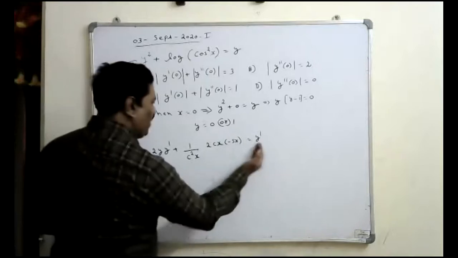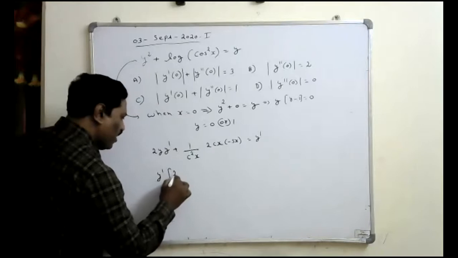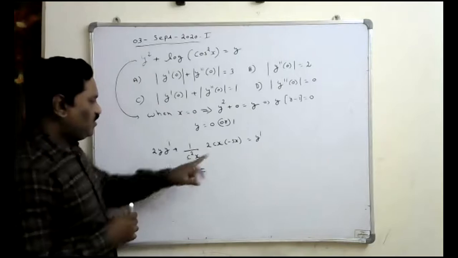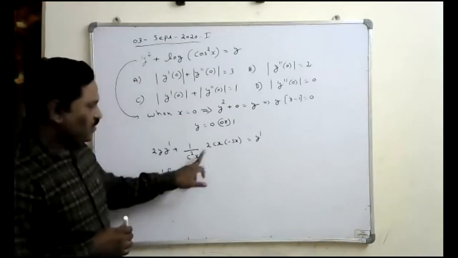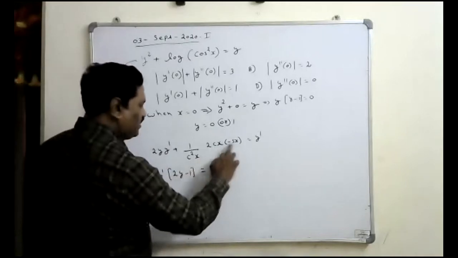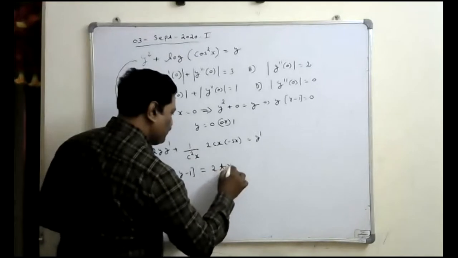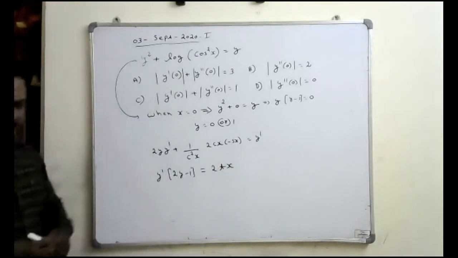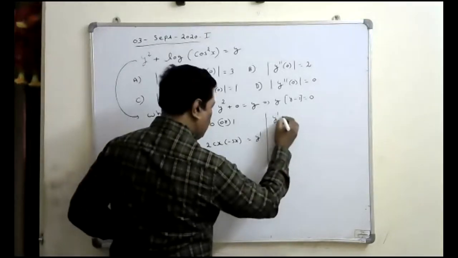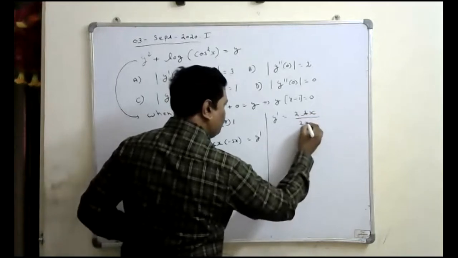Now bring this y dash from this side. From this take y dash common. Then we will have 2y minus 1 is equal to, here cos x gets cancelled. Remaining is 2 into minus sin x by cos x, means minus 2 sin x by cos x, and the other side is 2 tan x. Now send this y dash to the other side. So y dash is equal to 2 tan x upon 2y minus 1.